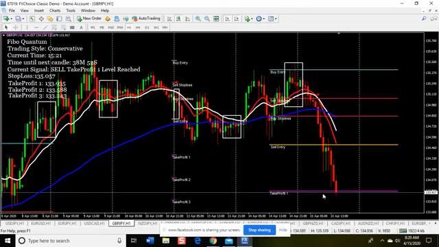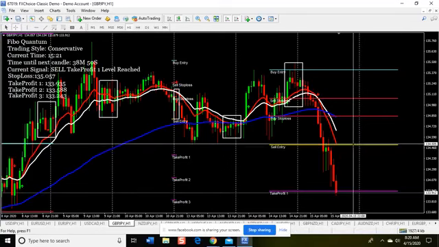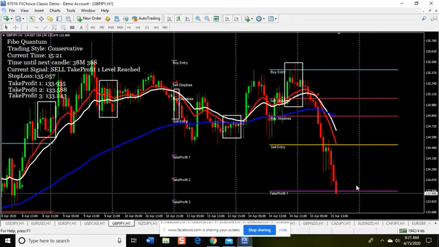Okay? So that's a move of 56 pips. So again, we would have set this at a 50 pip gain right now, and we would have been out with 50 pips in 5 or 6 hours.